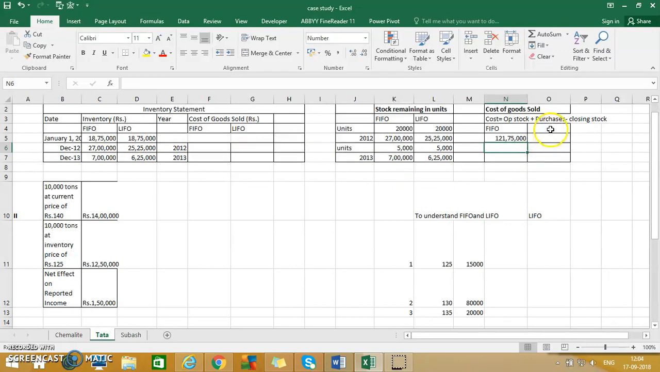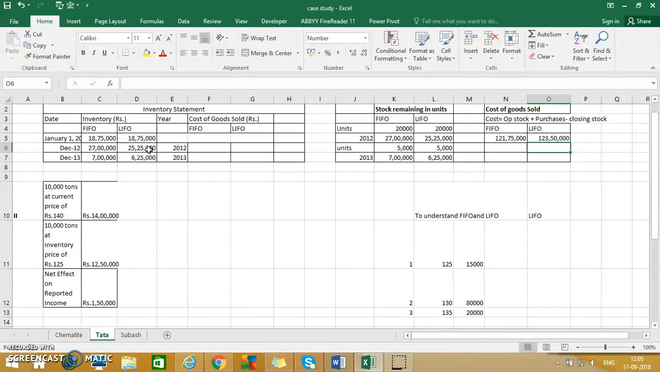Can we apply the same thing for LIFO as well? I think we should be able to do it here. Right. So it will be equal to again the opening stock plus your purchases. What's the purchases we have done? Again the same thing, 1 lakh into 130, which is the average price that was given to us, minus the closing stock. What's the closing stock of LIFO? Yes. So are we done? 1 crore 23 lakhs 50,000.